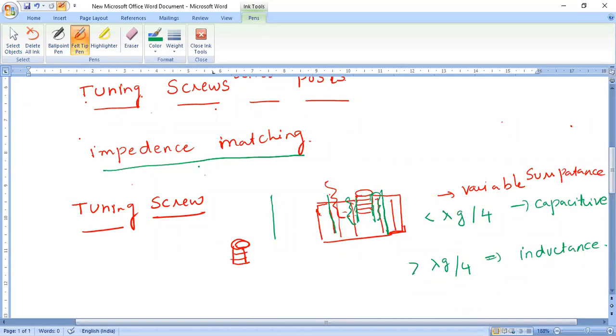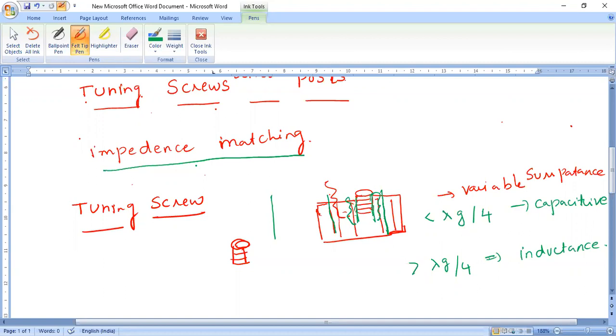Okay, so understood, tuning screws. We discussed only tuning screws. Then we have discussed the waveguide couplers. In those also we insert a probe into the waveguide, right, ma'am? That is used to couple the signal inside the waveguide. To the probe, you give the input, a sinusoidal signal.